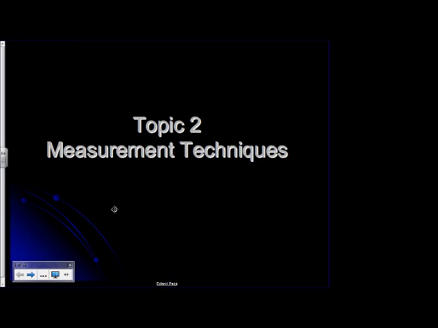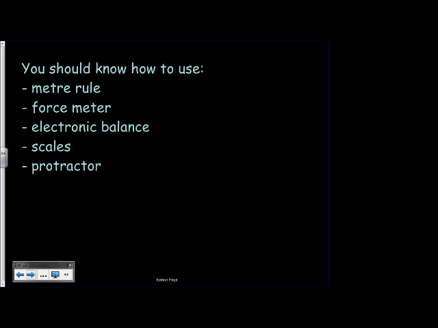Right, for a very brief introduction to the first part of topic two. Topic two is about measurement and measurement techniques. So, a few basic instruments that you should already have some idea about. Things like a meter rule, pretty basic, nothing really to be said there.